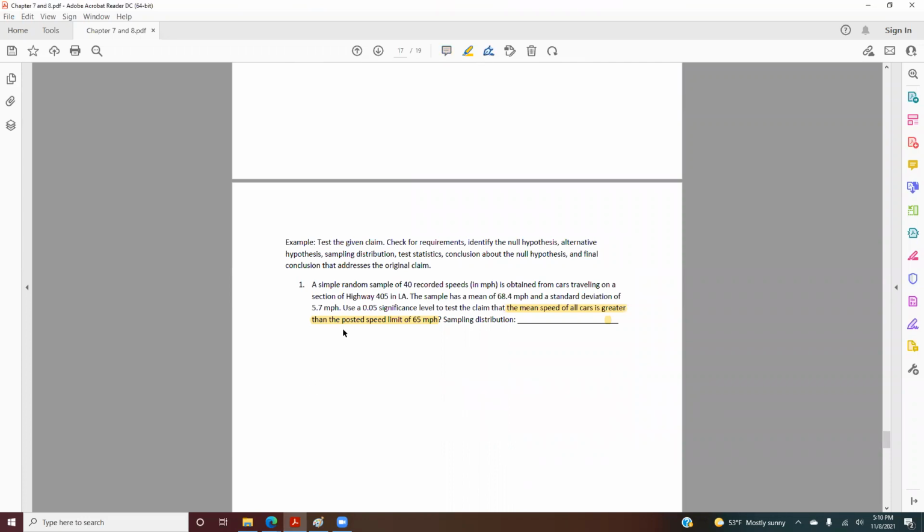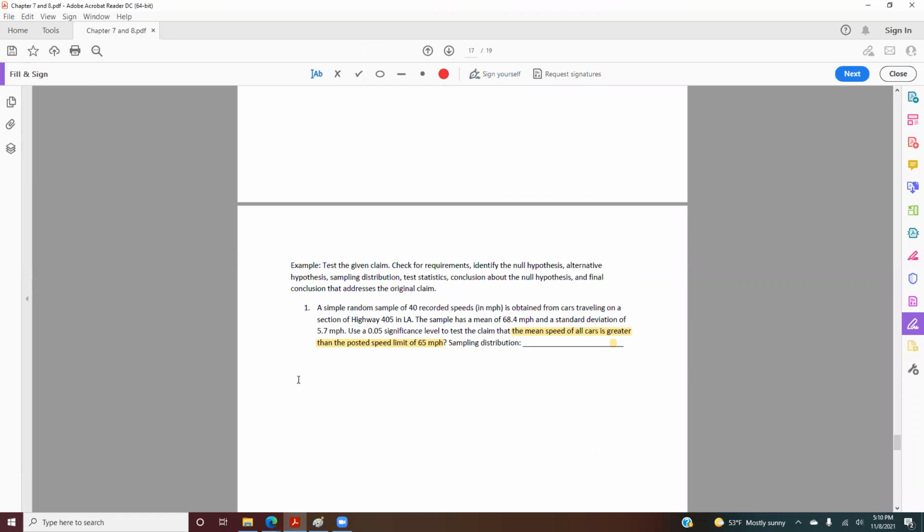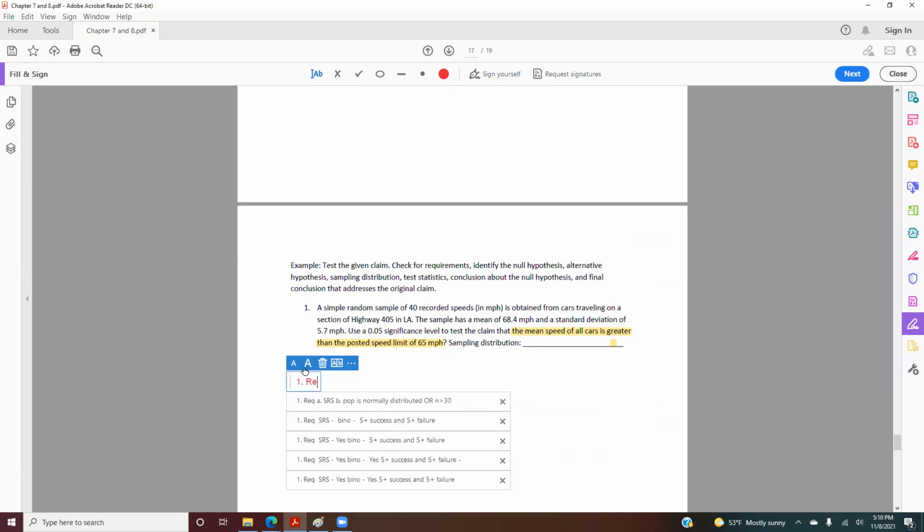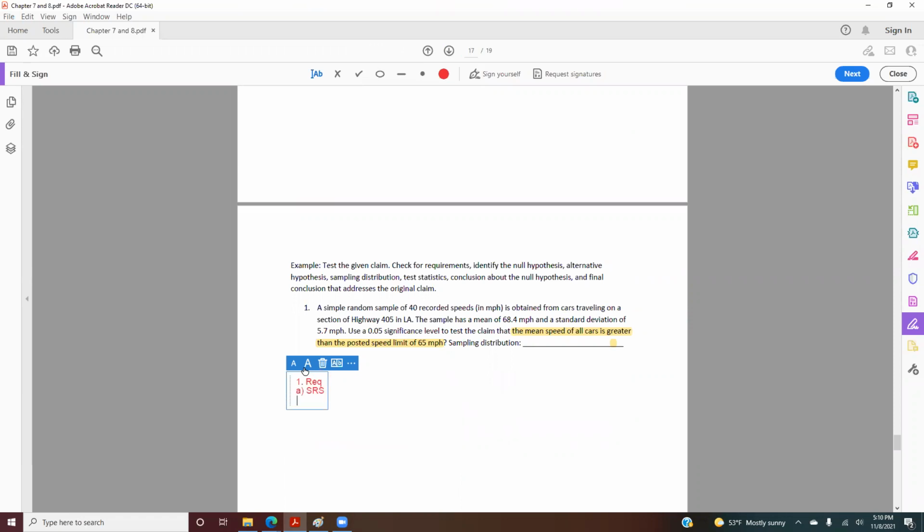So that's the first thing we have to do, which is checking a requirement. So the requirement check we have is first simple random sample. And second requirement check is your population is normally distributed, or your sample size is more than 30. So don't forget, this is an or statement, means that you need to only fulfill one of these conditions.